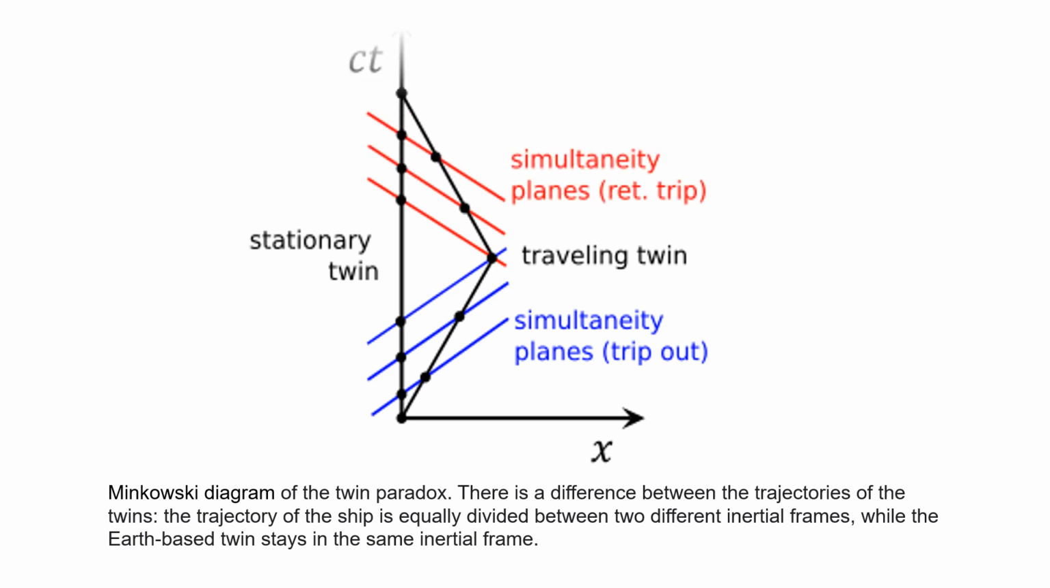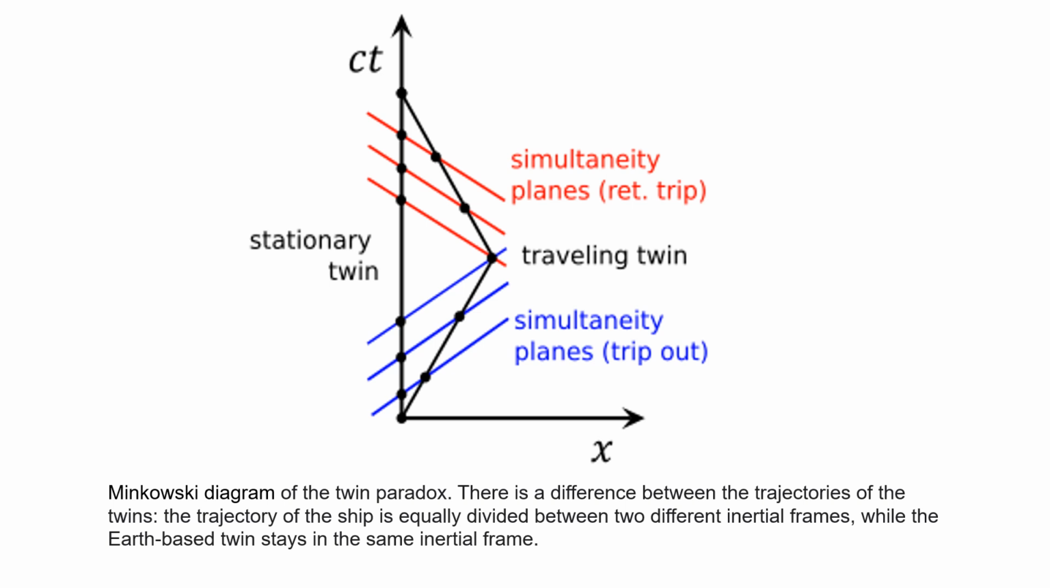The paradoxical aspect of the twins' situation arises from the fact that at any given moment the traveling twin's clock is running slow in the earthbound twin's inertial frame, but based on the relativity principle one could equally argue that the earthbound twin's clock is running slow in the traveling twin's inertial frame.